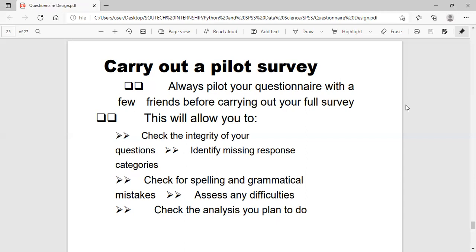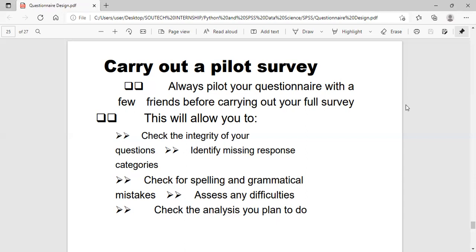So to help you check the integrity of your questions, identify missing response categories. What are those places that are too long to fill? The places that people do not understand. And what is she really trying to say? You know what you're trying to say, but they don't know what you're trying to say.